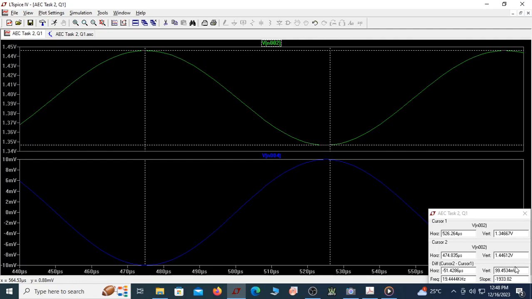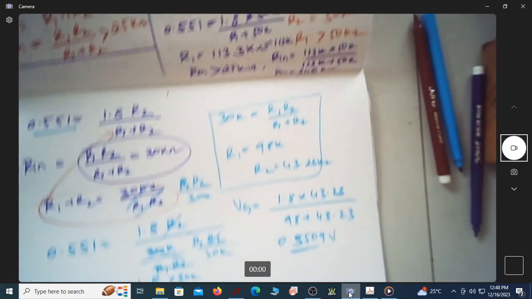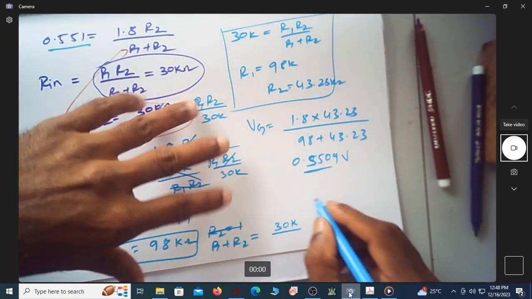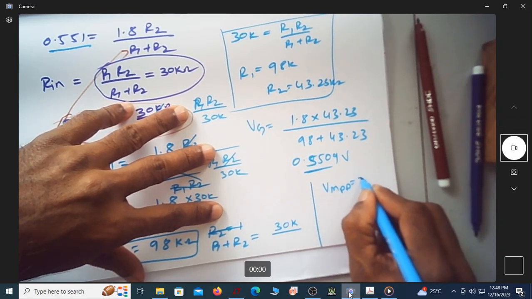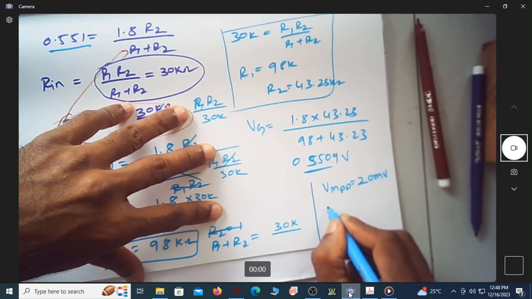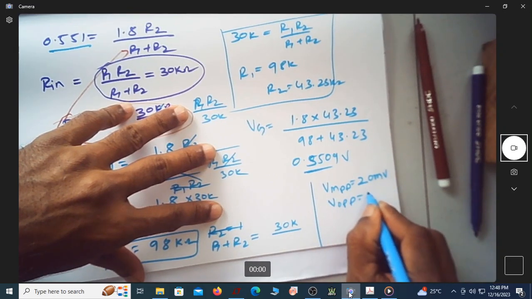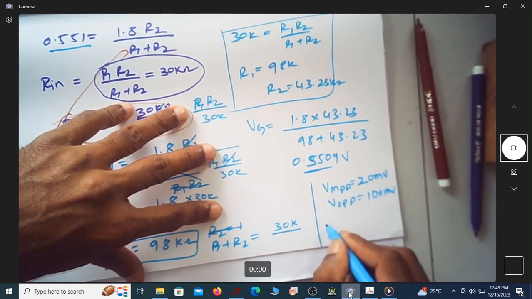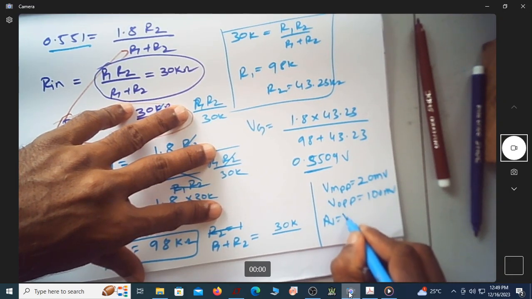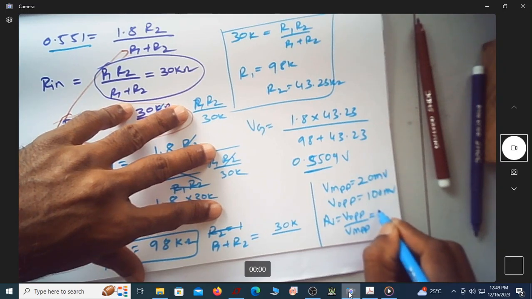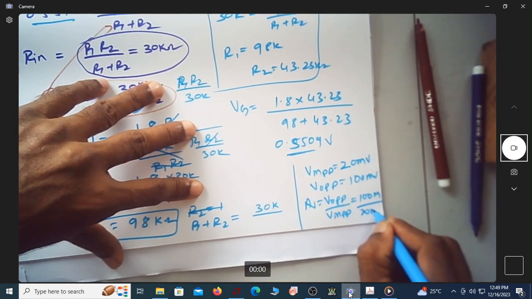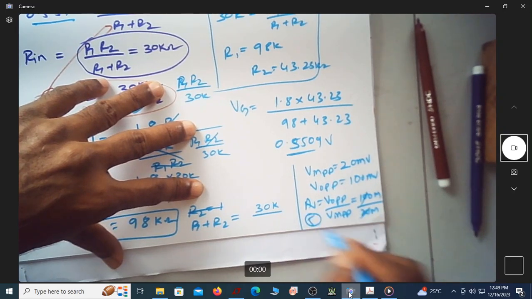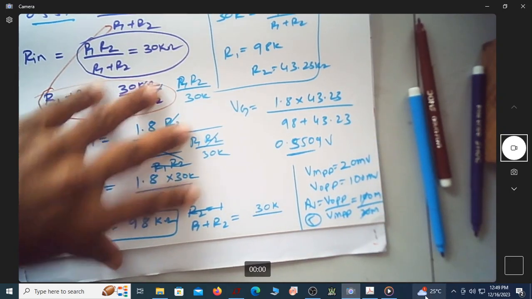So what I have now is V in peak to peak is 20 millivolt, V naught peak to peak is 100 millivolt. So what is AV? AV is equal to V naught peak to peak by V in peak to peak, that is 100 milli by 20 milli. So this is equal to 5. So gain is 5. How about the negative sign?